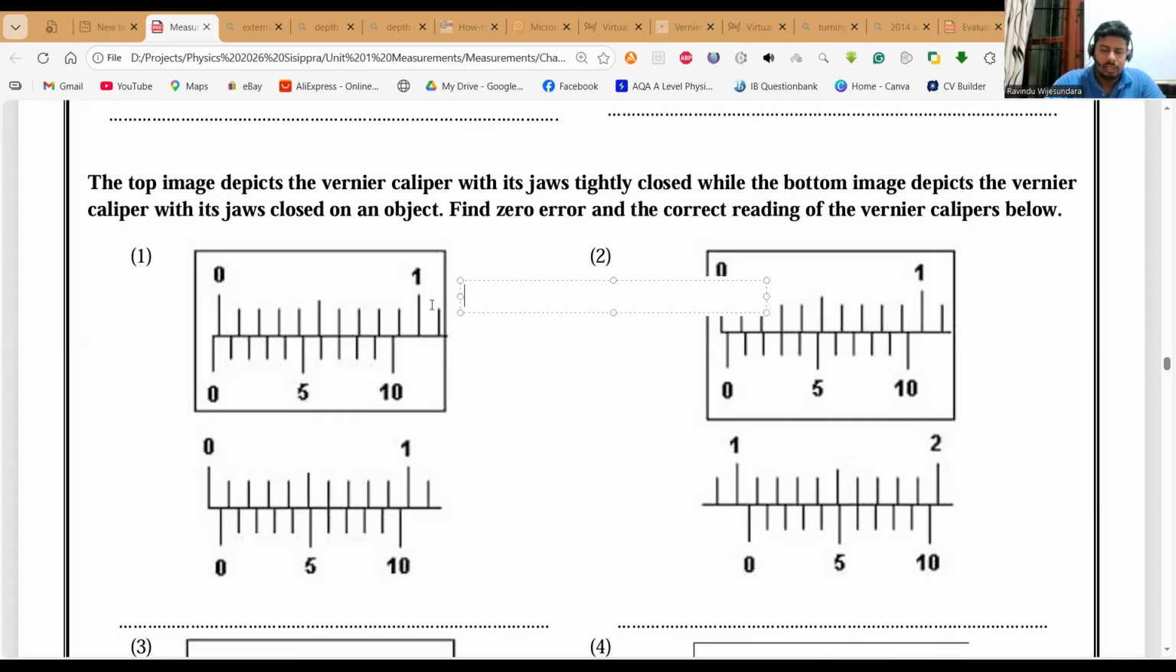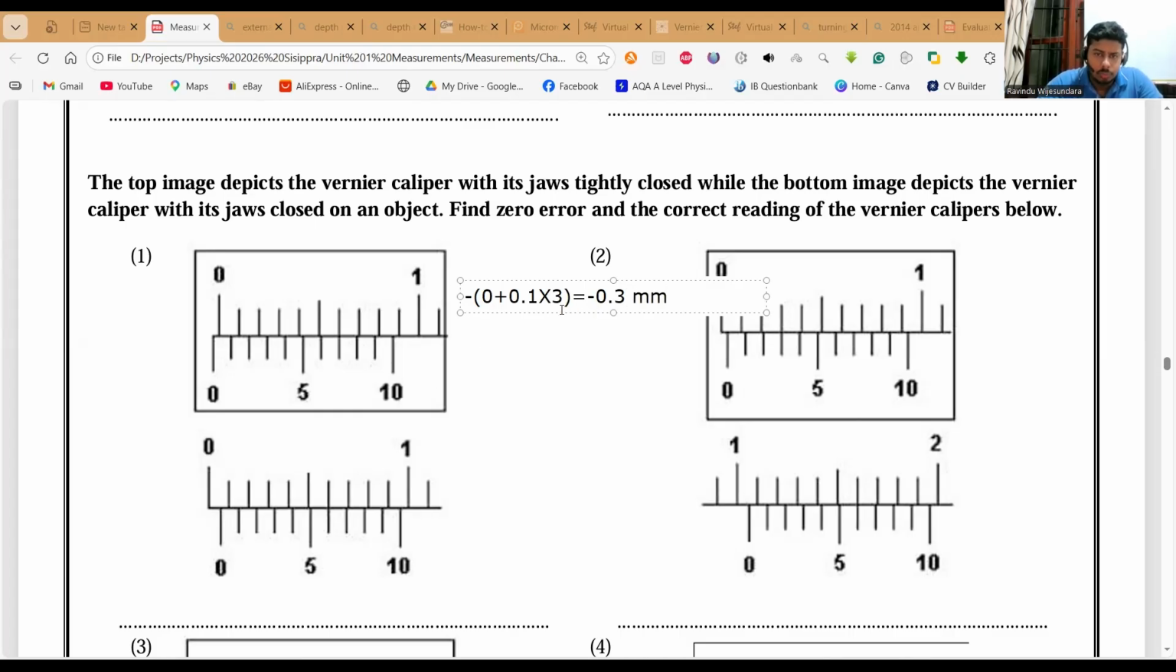So you can see here it's a negative zero error because the vernier zero is located left of the main zero. 0 plus 0.1 multiplied by, so you have to read from the back. So this is the ninth one. Therefore, this is taken as the zeroth one. Therefore, this is the zeroth of the vernier side. So one, two, three. Third one is coinciding from the back side. So your zero error is negative 0.3 millimeters.